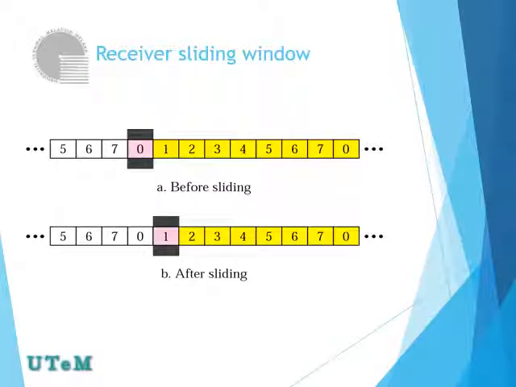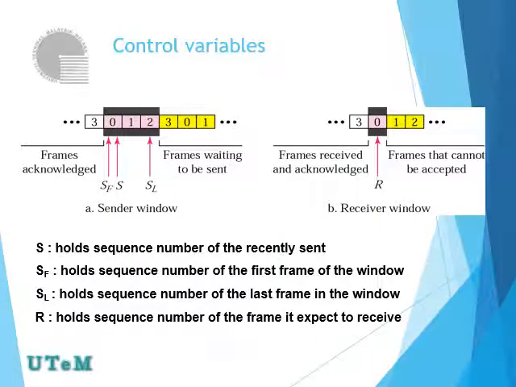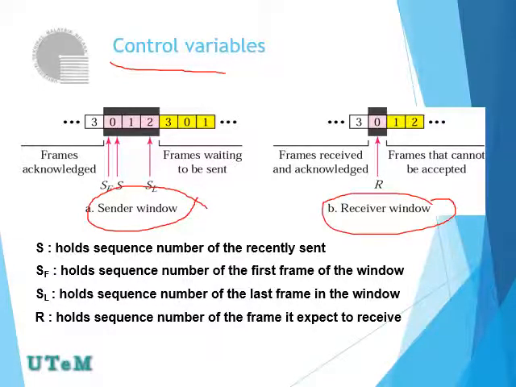At the receiver side, the receiver sliding window has a fixed size, which is 1, before sliding and after sliding, and this is the expected frame to be received. So the frame contained in the sliding window at the receiver side shows the expected frame to be received. Okay, control variable: this is at the sender window side, and this is at the receiver window. The size is different. The sender window can vary. At the receiver, it is fixed to 1.